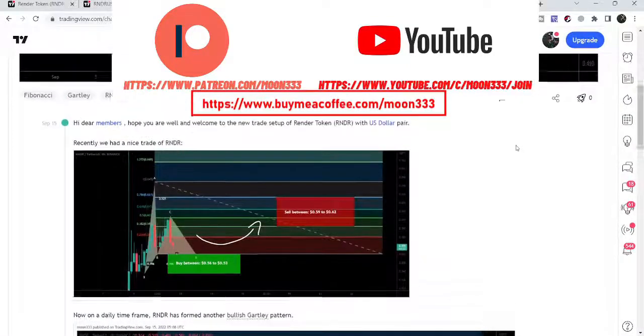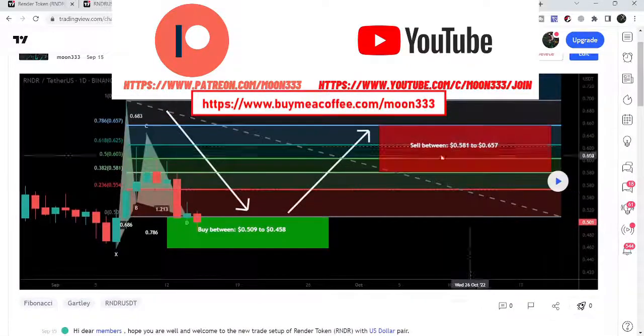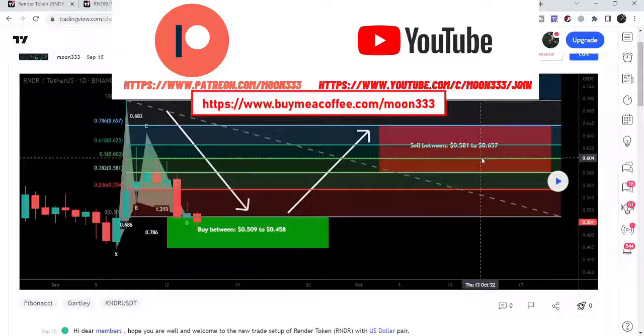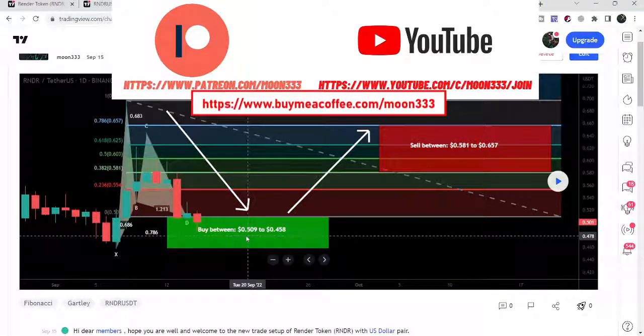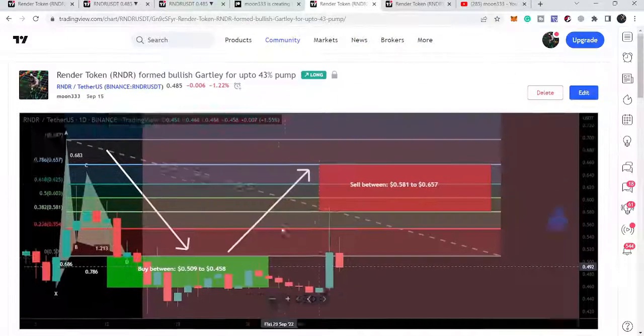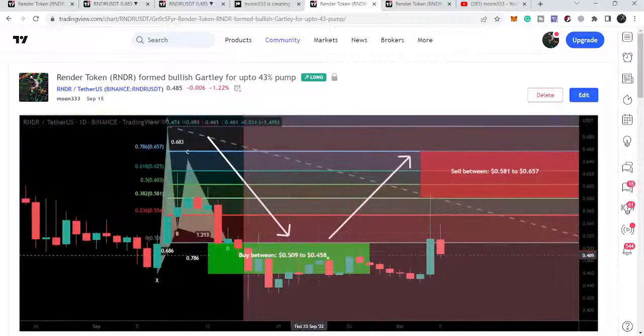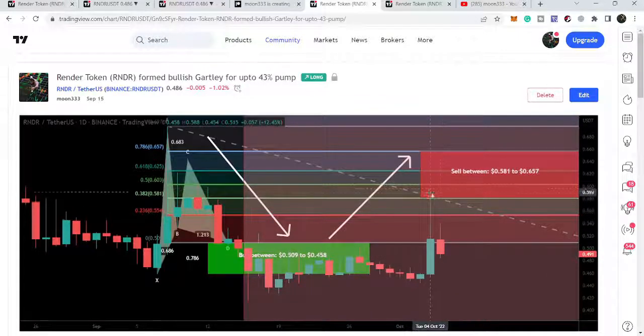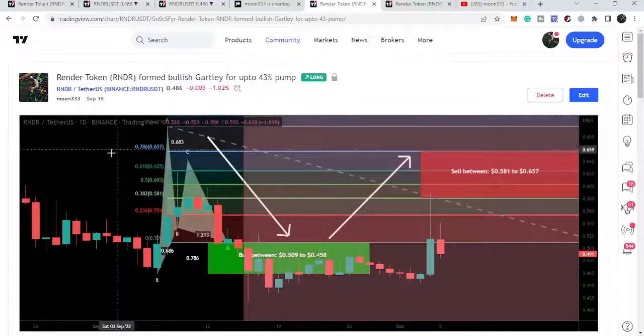And by the way, this is the most recent one that I shared a few days back on 15th of September. And you can see this was our buying zone, this was our sell target zone. The buying zone was from 50.9 cents and goes to approximately 46 cents. And after playing this chart, we can see that we had another nice pump. And here for a while, it moved below this potential reversal zone, but recovered very soon and then hit the sell target zone here. That was, by the way, more than a 26% pump on this daily time frame chart.